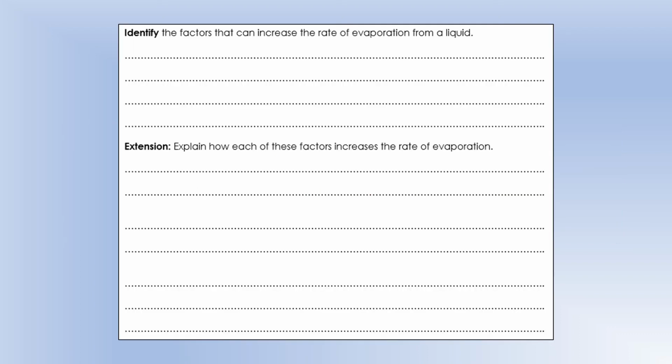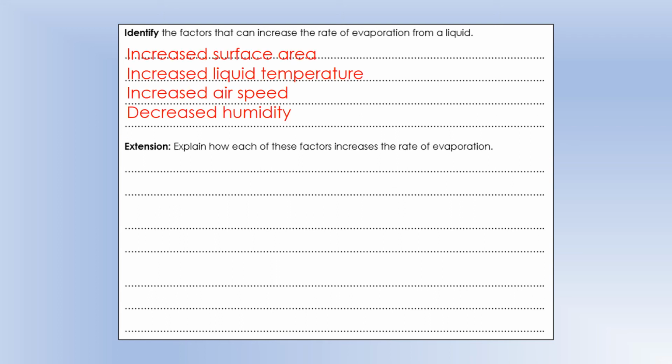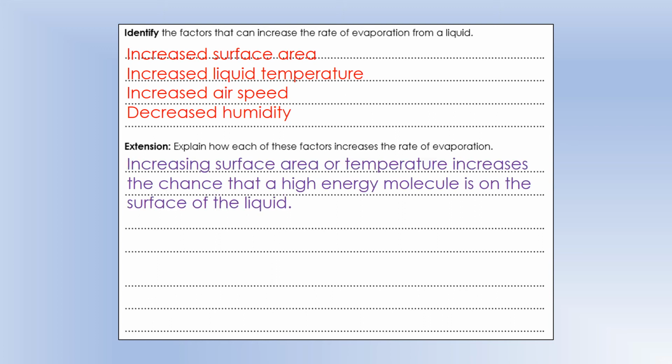Okay, so what can we do to increase the rate of evaporation? There are 4 factors really that we can think about. If we increase surface area, liquid temperature, or airspeed above the liquid, those would all increase the rate of evaporation. And if we decrease the humidity, or the amount of water contained in the air already, that would also help us. So in terms of how those work, just digging into those a bit more.